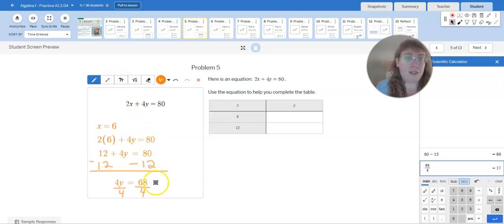68 divided by 4 is 17. So we get y equals 17. So when x is 6, y is 17.